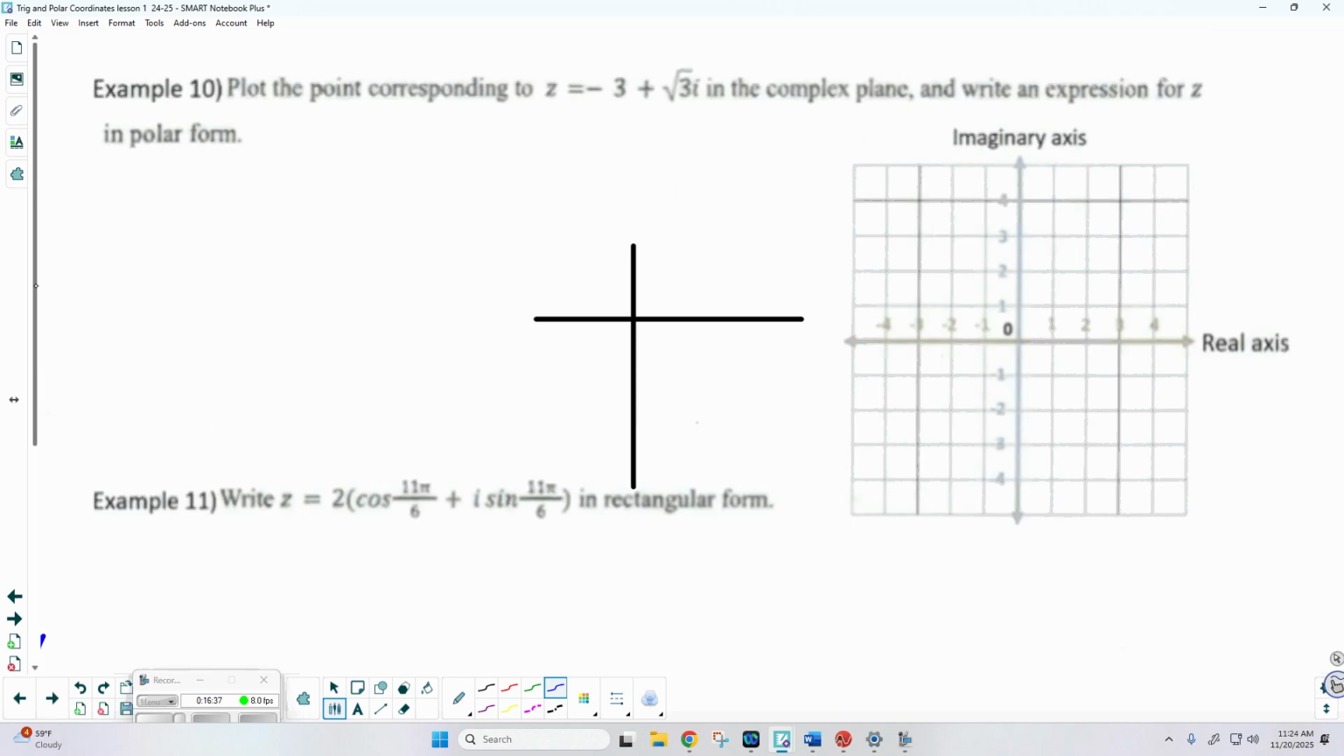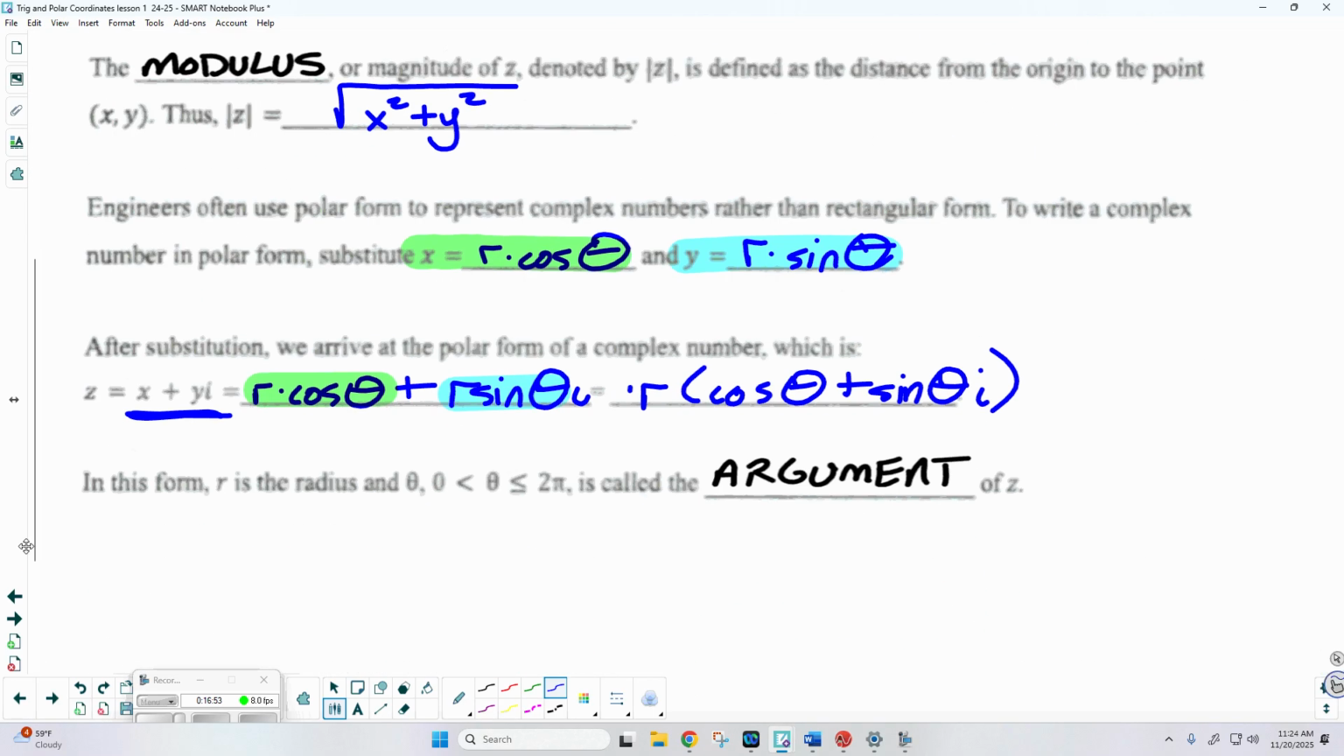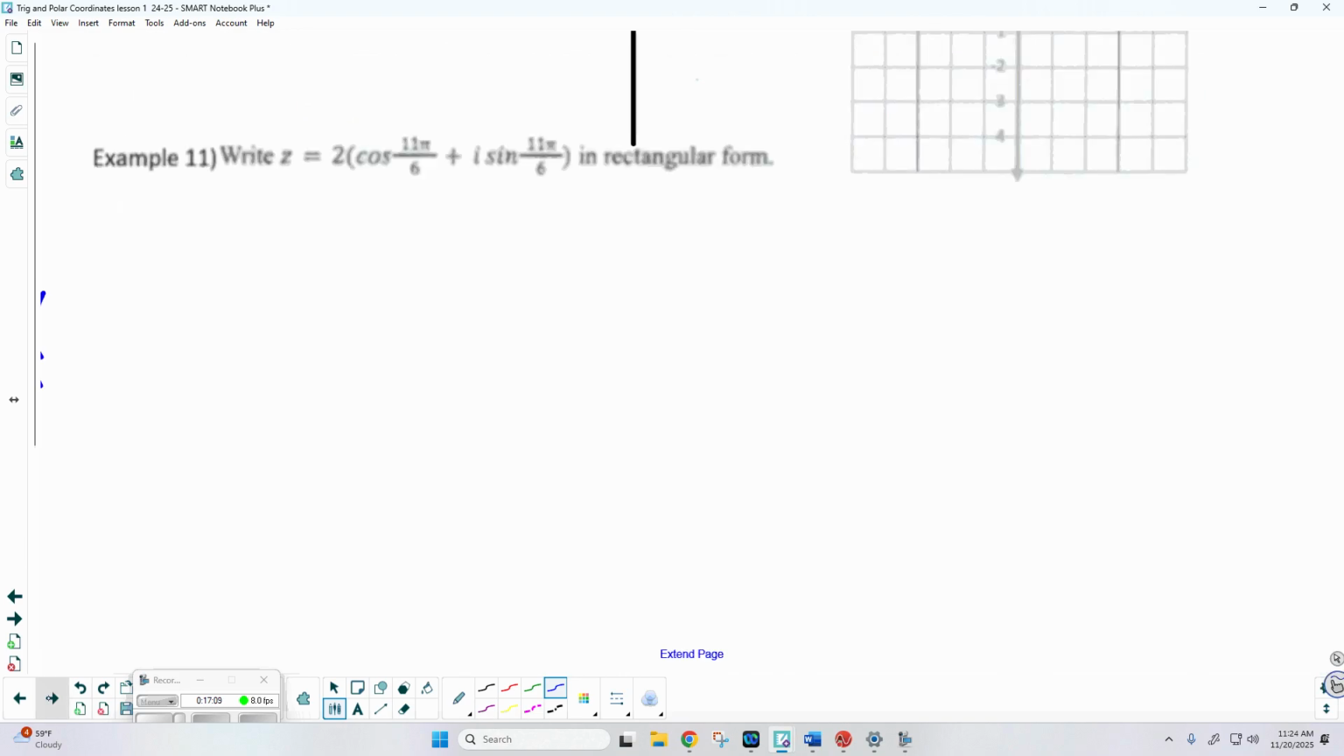So example 10 says plot the point corresponding to z equals -3 plus square root of 3i in the complex plane, and write an expression for z in polar form. Now, when it's talking about the polar form, remember, it wants what we were just looking at, the polar form of a complex number: r cosine theta plus r sine theta i. All I need is the radius and my angle theta, and we'll have everything we need.